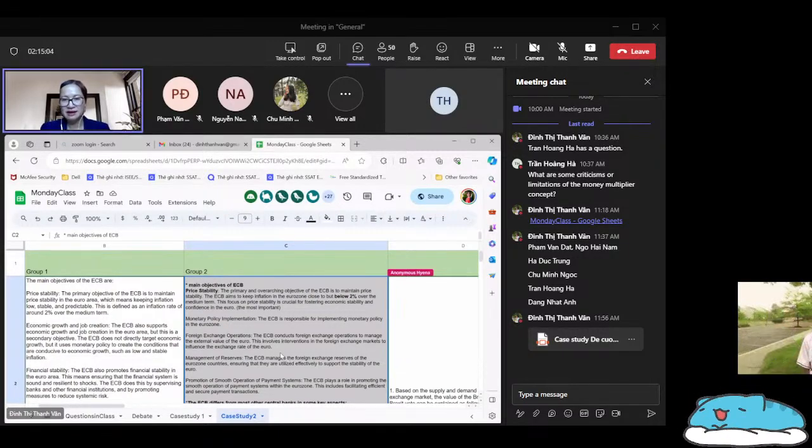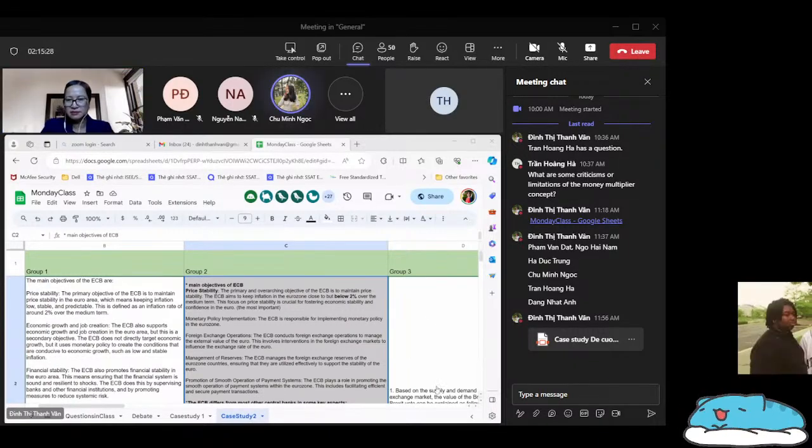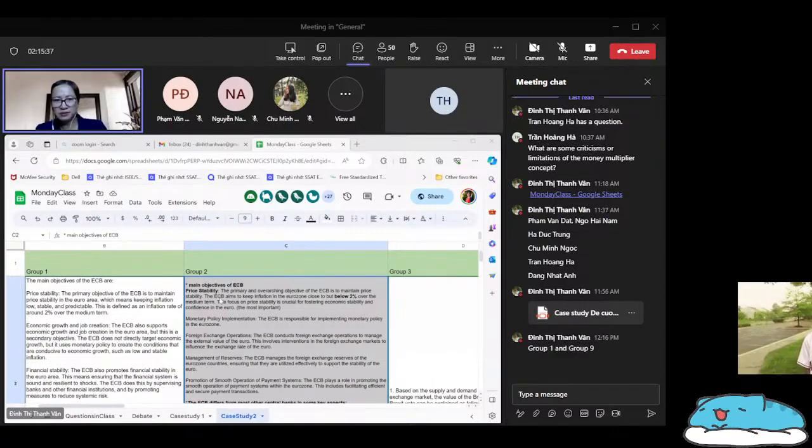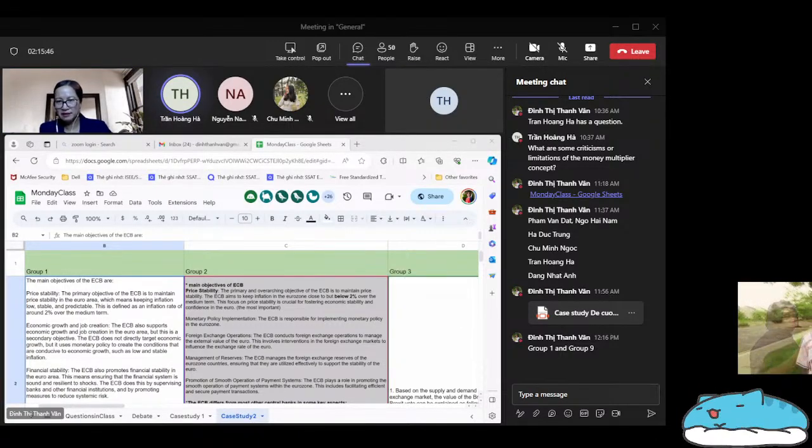Okay. And do any other groups want to speak up or add more information to this? How about the other groups? Ngọc, what group are you in? I'm in group 9. Okay. Group 9 and group 1. Okay. How about the other groups? Hoàng Hà, I'm in group 2. Okay. Group 2.